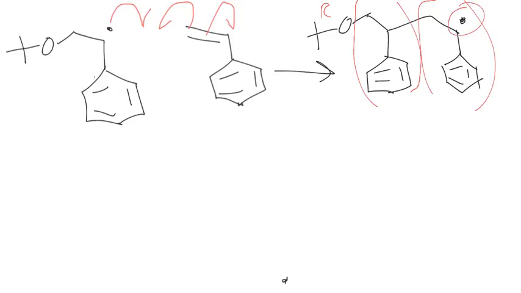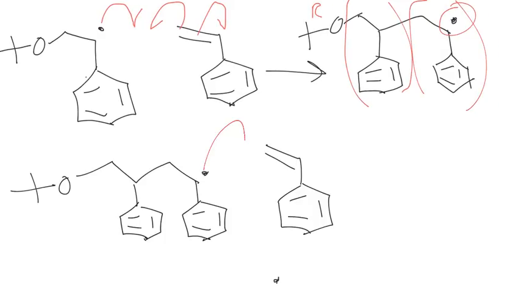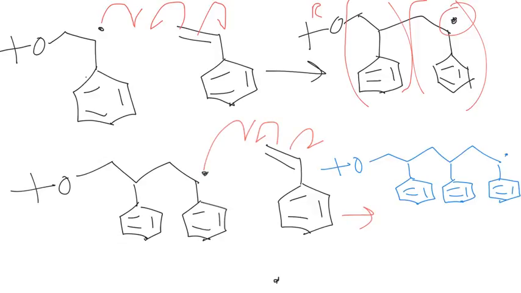Now you draw the next addition to this molecule. Redraw the dimer, add a third styrene to it, and then check the result. Kind of running out of space here, but here's my trimer now. Here's one styrene unit, here's a second styrene unit, here's a third styrene unit. We're now making polystyrene.